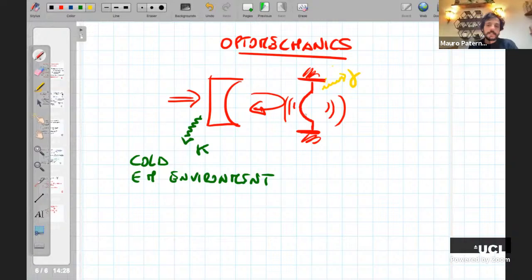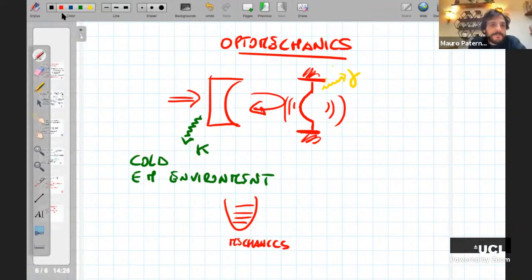So you basically have a situation that looks a little bit like the following. No? So you have a harmonic oscillator. Let me draw it in red, apologies. So you have a mechanical oscillator. So this is the mechanics, coupled in black to an optical oscillator, again in red, which is the light.